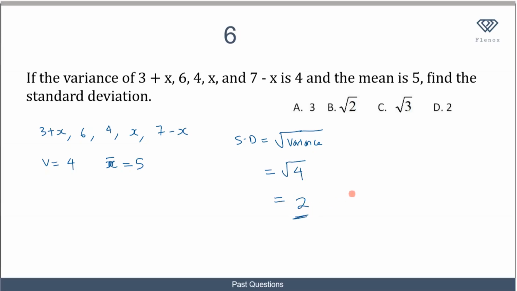So you can see that this question is really easy. But if you don't understand, you might try to start figuring out the value of x, and that will be a total waste of time. So that is why it's very important for you to understand these things. So the correct option in this case is option D, which is 2.